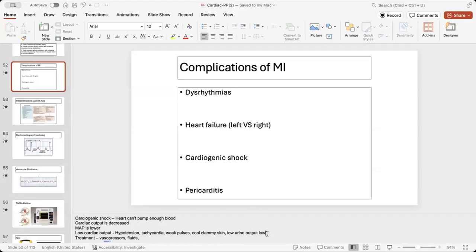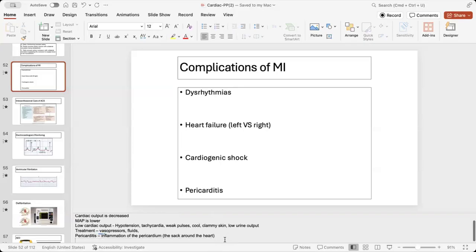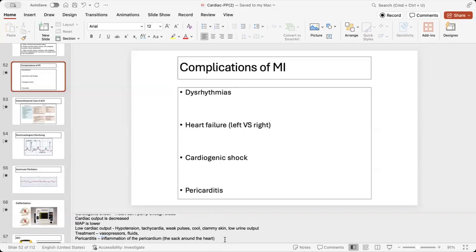Another complication could be pericarditis. What is pericarditis? Inflammation of what? The pericardium. What is the pericardium? Yeah, the sac that's around that closes that heart, right? It can become, cause some inflammation. How does the patient feel when they have pericarditis? Yeah, chest pain. And it usually is increased when they breathe in, right? When they cough, when they swallow, they can have kind of that substernal chest pain.